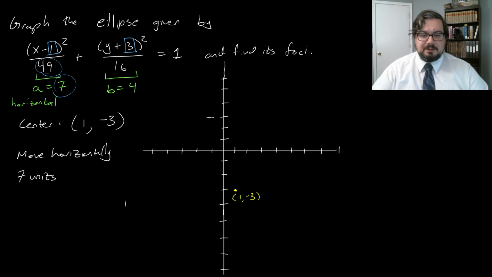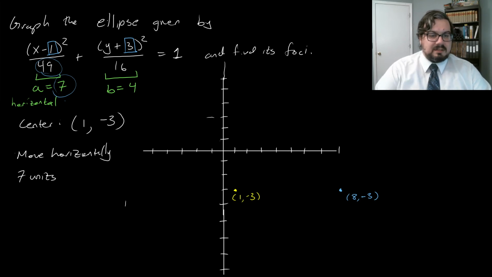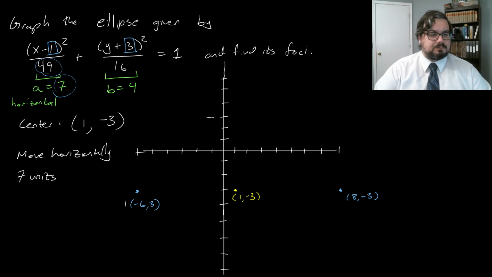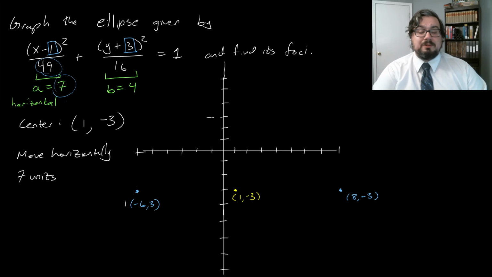So moving 7 units to the right will give us the point 8 comma negative 3. That's going to be one of our vertices. Moving 7 units to the left will give us the point negative 6 comma negative 3. That's another one of our vertices. And I got that because 7 was the square root of the number underneath the x term.